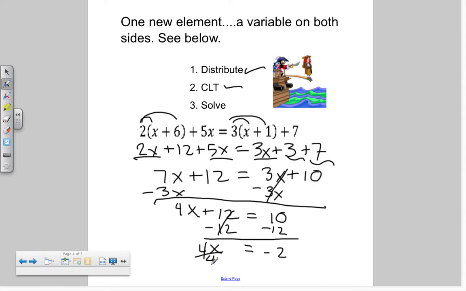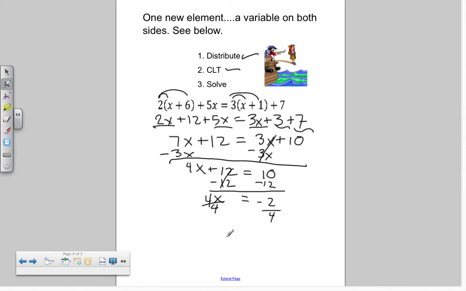Divide by 4, divide by 4. And I'm running out of room. X equals negative 1/2. So I think it is pretty fun once you get the hang of it, but it does take a little bit of time. So now I have solved and I have saved the man from the plank.